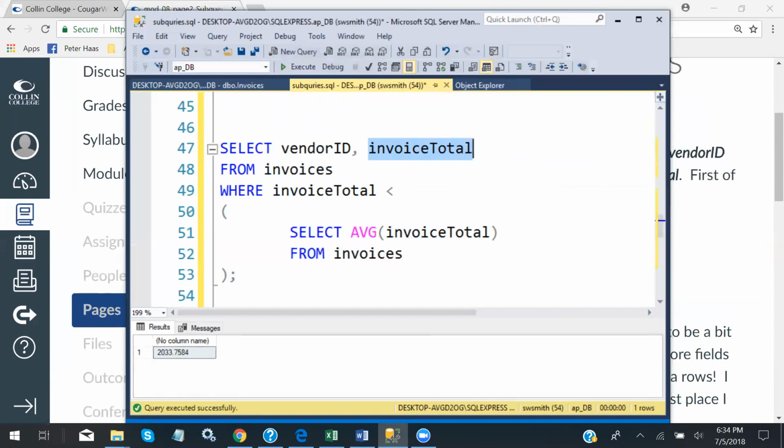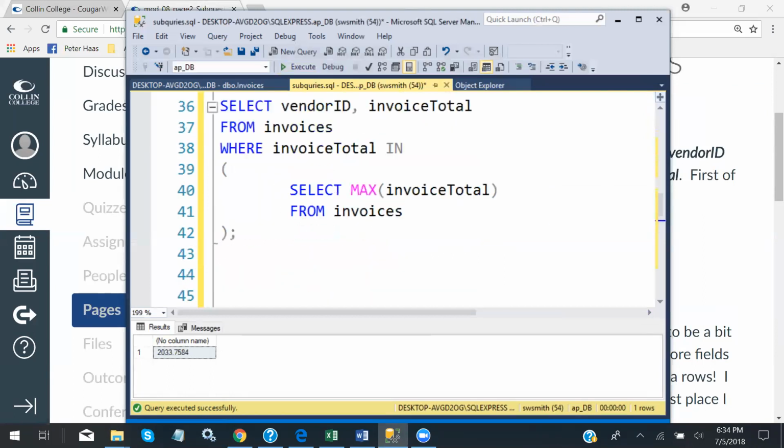Okay, here's what I want to talk about. Select vendor ID, invoice total from invoices. So everything up here on this line comes from the invoices table, where the invoice total is in this. What about equal to?